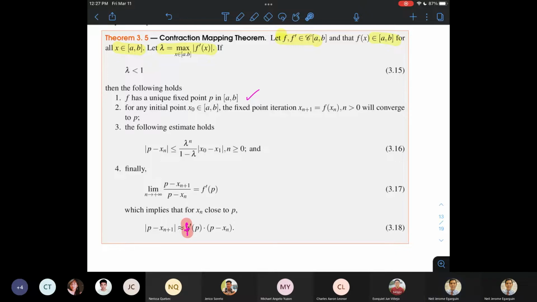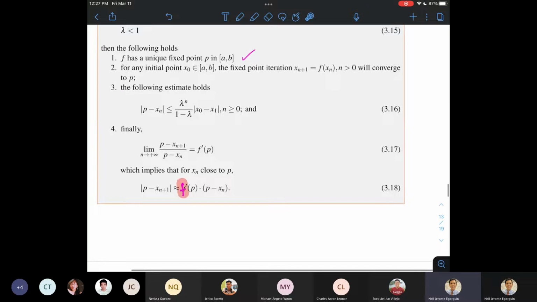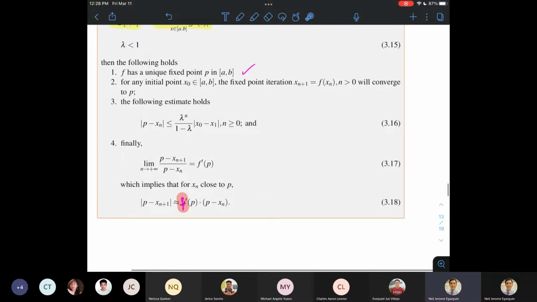Okay. Now, then, if all of these premises are satisfied, ano yung binibigay sa atin ng contraction mapping theorem? Again, we already mentioned the result number 1. Pwedeng ginamit na lang yung theorem 3.4 dyan. Okay? Pero itong theorem part 2 says that for any initial point x sub 0 in a closed interval AB, then the fixed point iteration will converge to P. Okay? So, and then this is basically theorem 3.